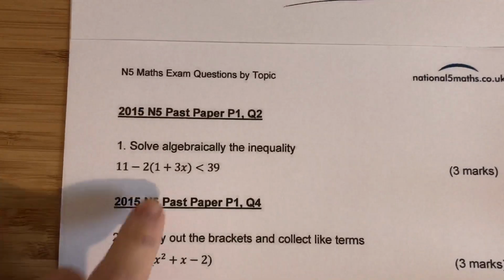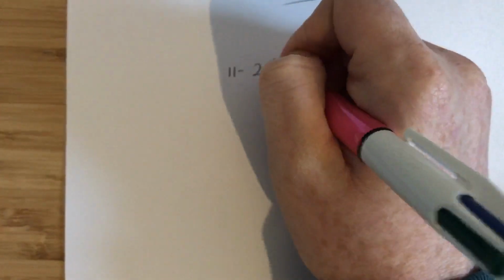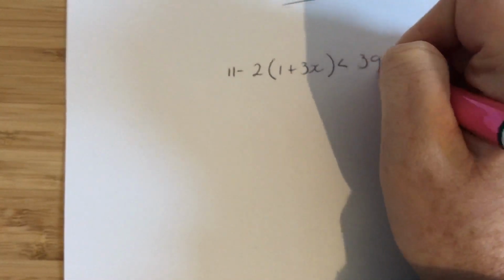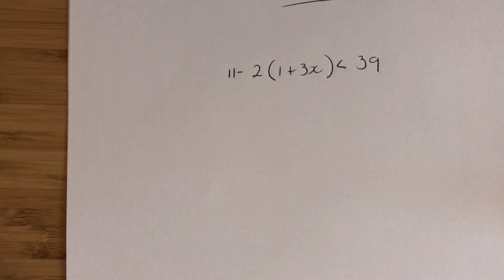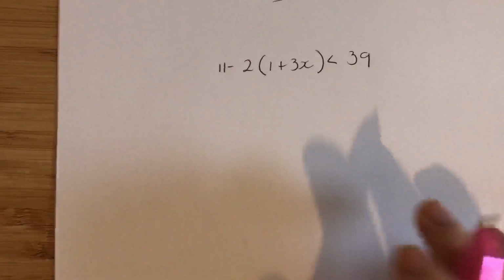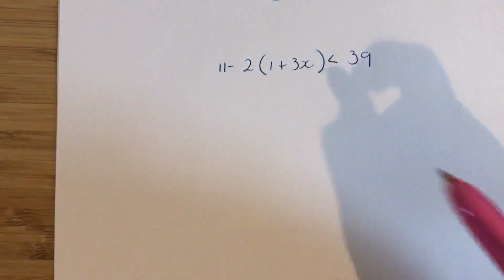So this here is from the 2015 National 5 paper. So I'm going to copy it out here. So we've got 11 minus 2 brackets 1 plus 3x is less than 39. So this time we've got an inequality. We solve it exactly the same way we would solve one with an equals sign, but just know if you start with an inequality, you must end with an inequality. Never change this to equals.